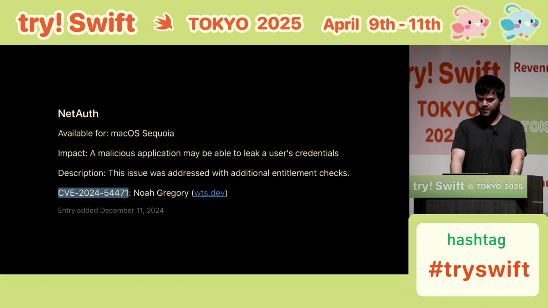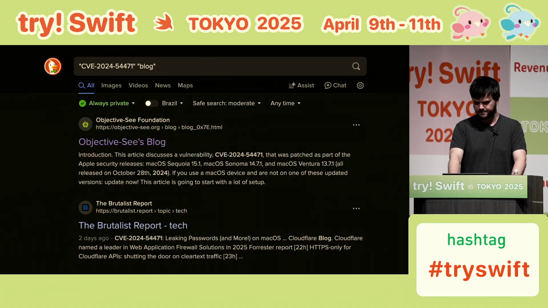Every security flaw that's disclosed gets assigned a CVE number, which helps track and reference specific vulnerabilities across different security databases. And you can find the CVEs for Apple software in the security updates page on Apple's support website. Once you've found the CVE you'd like to learn more about, you can search for it in your favorite search engine and include keywords such as blog to make it easier to find. And in this case, I found the first result was a blog post from the security researcher written about the issue.